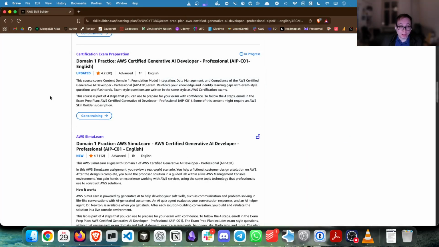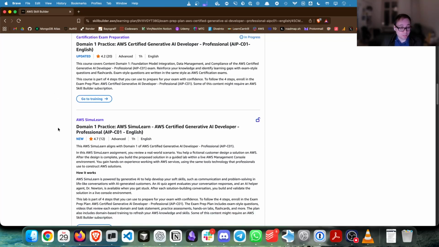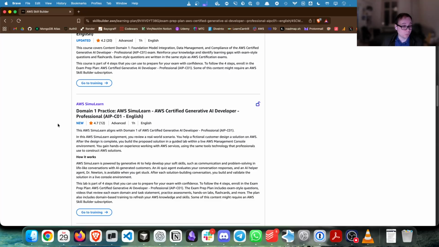If you pay the AWS Skill Builder subscription, then you also get access to practice exams and flashcards, so you get even more practice. And you also get access to AWS Simulearn, which is like a lab on steroids.